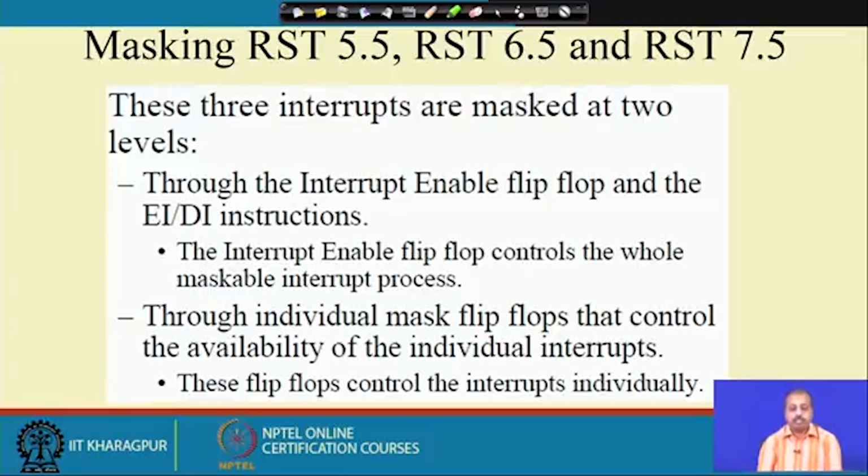and all the maskable interrupts will get masked if you put the DI instruction. So, this interrupt enable flip flop controls the whole maskable interrupt process. Also, you can individually mask out the interrupts. There are individual mask flip flops available, and you can control individual interrupts that way. The DI instruction will mask off all the maskable interrupts, but you may want that only, say, 6.5 be masked, and 5.5 and 7.5 should remain. How to do this? We have to follow some other technique. We have to set or reset the interrupt masks corresponding to individual lines.